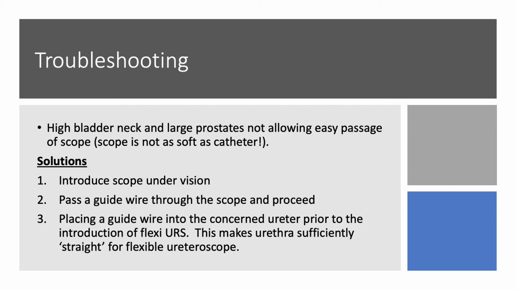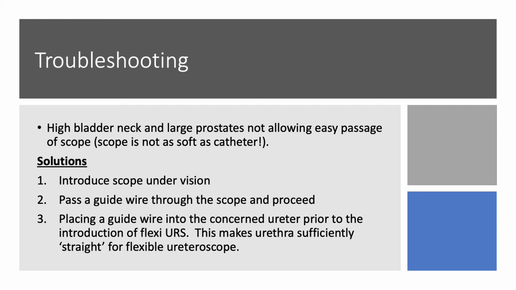What are the problems we face when we try to pass the flexible ureteroscope into the bladder just like a catheter? The ureteroscope is not as soft as a catheter and can get stuck occasionally. This happens in patients with high bladder neck and those with larger prostates. The solutions are very simple. Try to pass the scope under direct vision.